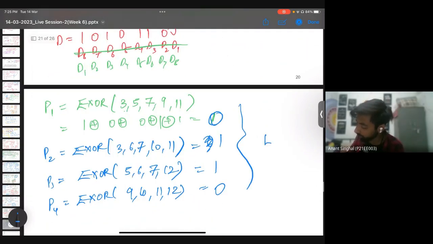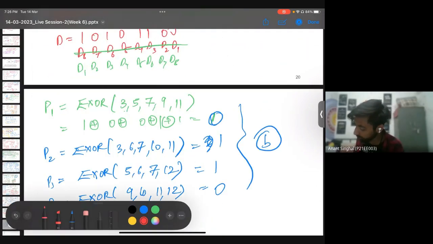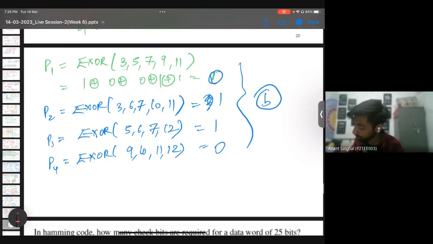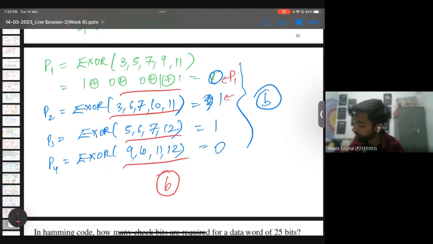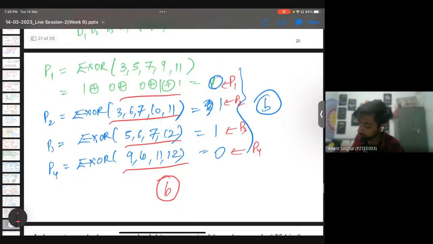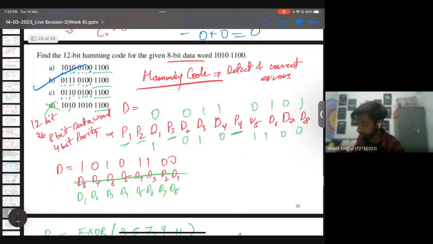So you need to check the manual calculations. Once you do the XOR of these corresponding bits, it will come out that P1 is 0, P2 is 1, P3 is 1, and then P4 is 0. So the correct answer to this question is option B.